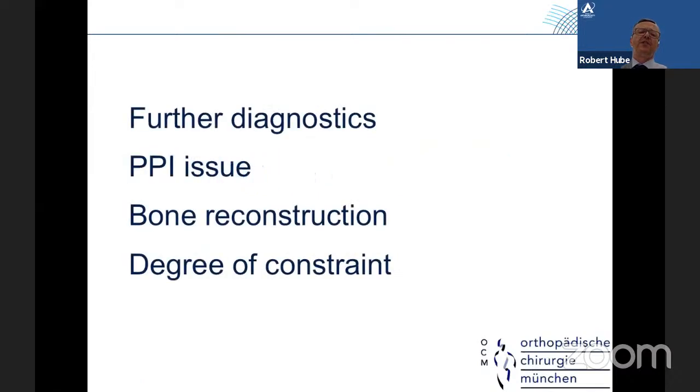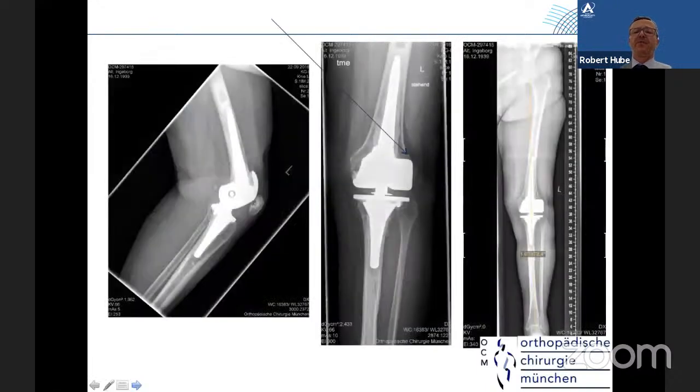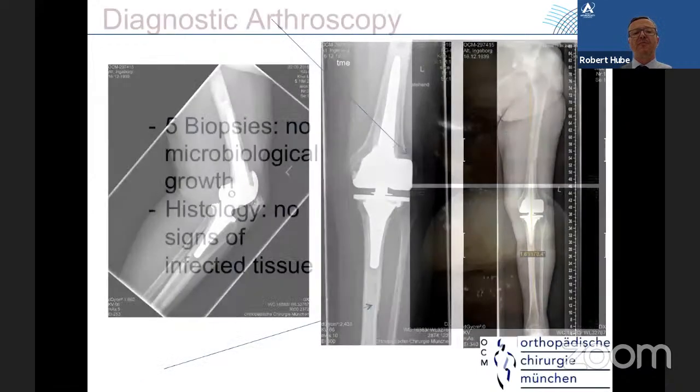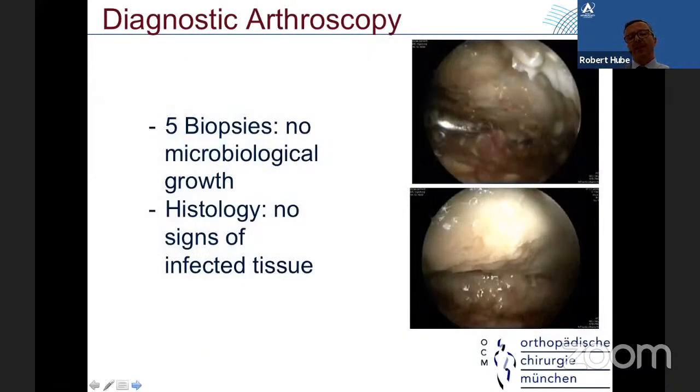Well, in the case of this, we do further diagnostics. We look at the PPI issue, we rule out infection, we do bone reconstruction and the degree of constraint. That is our issues. First, rule out infection. We still have this problem, so we did the aspiration the second time with similar results. And I personally did the scope. I usually don't do it. I give it to my sports guys, but in this case, I did it probably because of the daughter. 5 biopsies, no microbiologic growth, and the histology, no signs of infected tissue. But it looked slimy and it looked like infected.